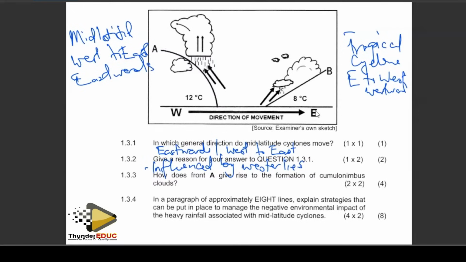Tropical cyclones move from east to west under the influence of the trade winds, or what we call the tropical easterlies. Those are the driving force of tropical cyclones for them to move from east to west. They are driven by the trade winds or the tropical easterlies, and these ones are driven by the westerlies.